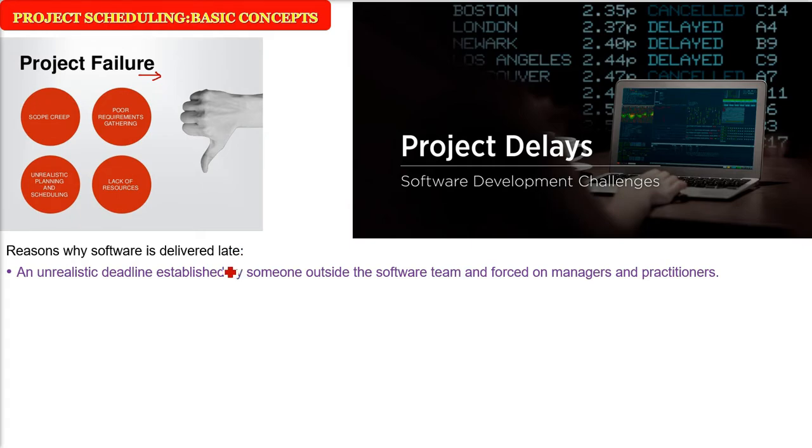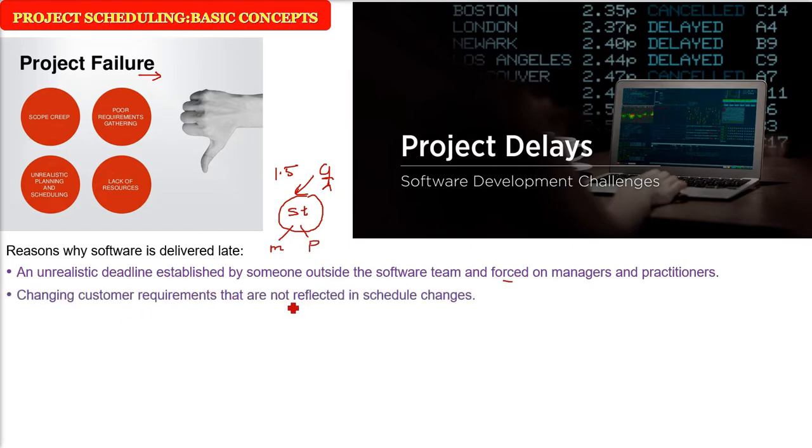The first reason is unrealistic, aggressive deadlines. That is, someone from outside who is not from the software team, maybe in some managerial position, says, okay, you have to do the project in 1.5 years or 2 years. This time is forced on the managers and the practitioners, that is, the programmers. The second reason may be that the requirements of customers keep on changing, and since the project schedule has already been made, it is not reflected in the schedule, or the schedule doesn't change with respect to the changing requirements.